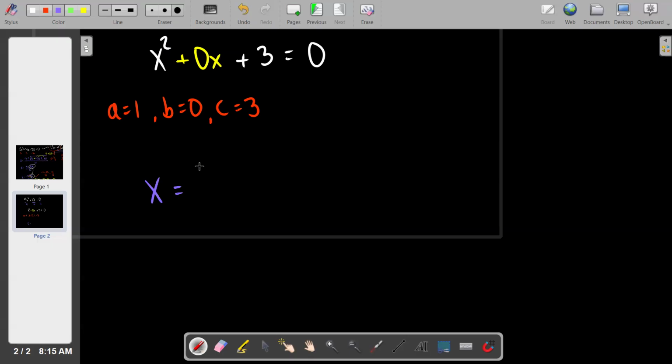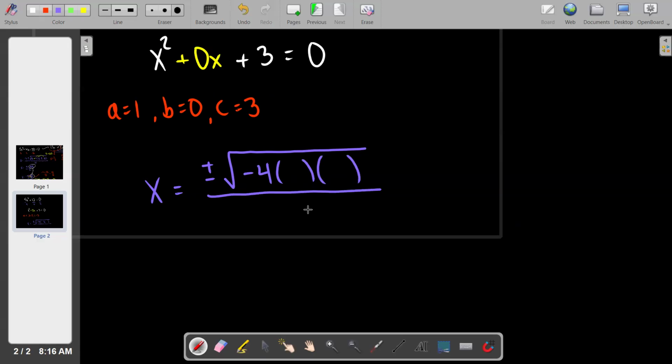Yes, and you do not need to put 0. So rather than putting -0 or 0, you just skip that part and write plus or minus, which in this case is positive, negative, square root sign. And what always goes first inside the square root sign? B squared, which is 0, so don't put it. Oh, so we're just going to put our minus or negative 4AC all over 2A.